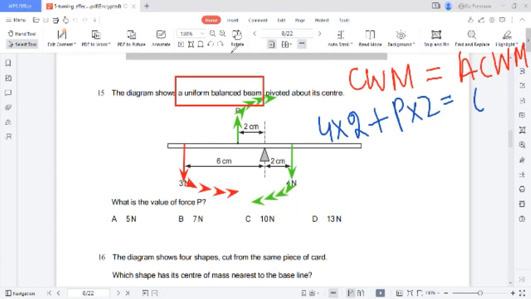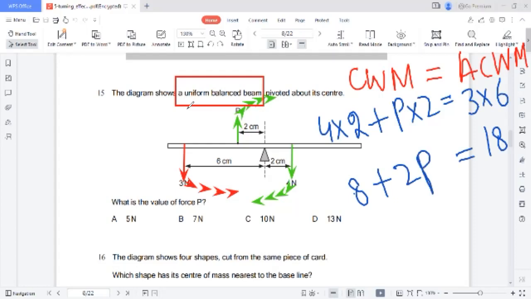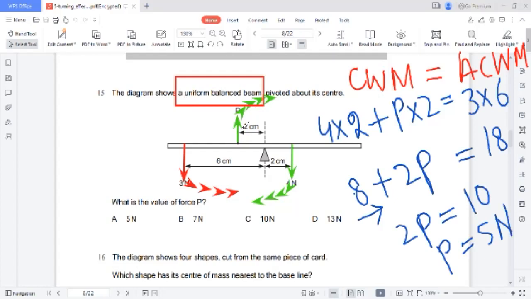Then we have a 3 newton force acting at 6 centimeters. So on the right hand side we have 18, and on the left hand side we have 8 plus 2P. So 2P would be equal to 10. 18 minus 8 would be 10, and P would be equal to 5. P is a force, so it would be in newtons. So the correct option would be 5 newtons.